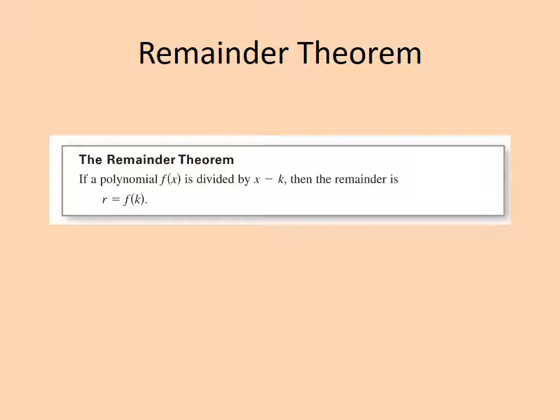The remainder theorem states that if a polynomial f of x is divided by x minus k, then the remainder is f of k. So if you take the k value and plug it into the function, and it gets you a number other than 0, then you have a remainder, and that is in fact your remainder. But if you take k and plug it in and you get 0, according to the factor theorem, then that is in fact one of your factors.